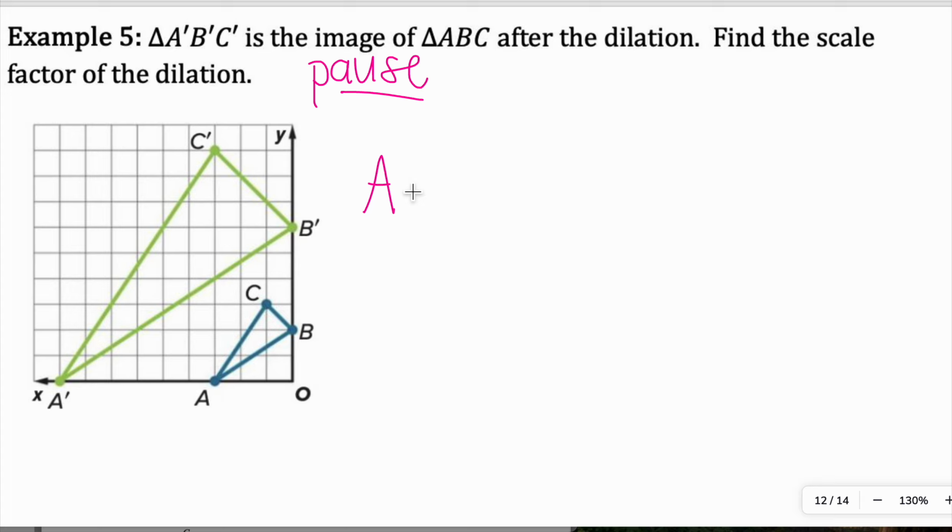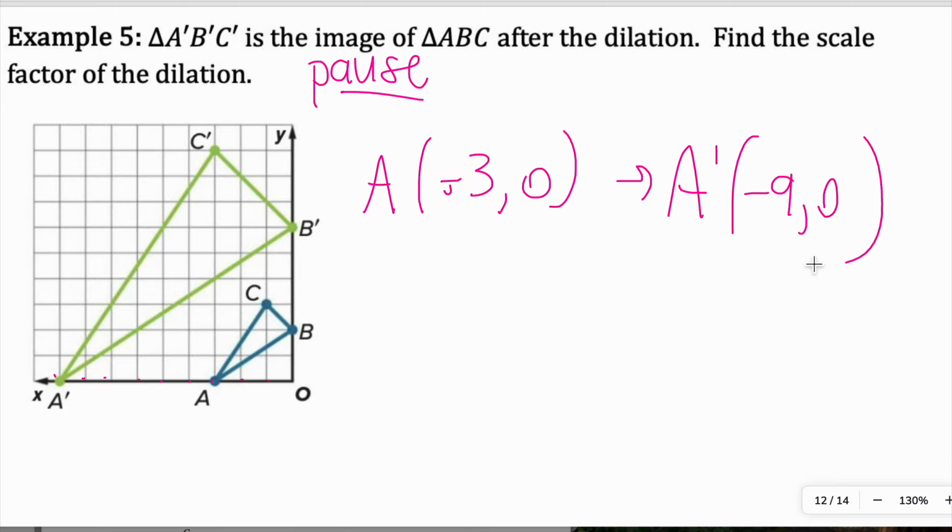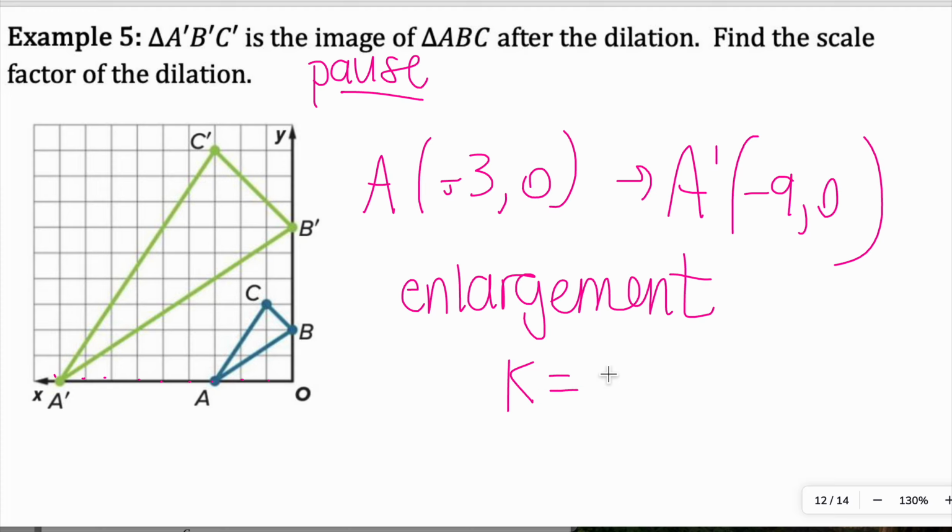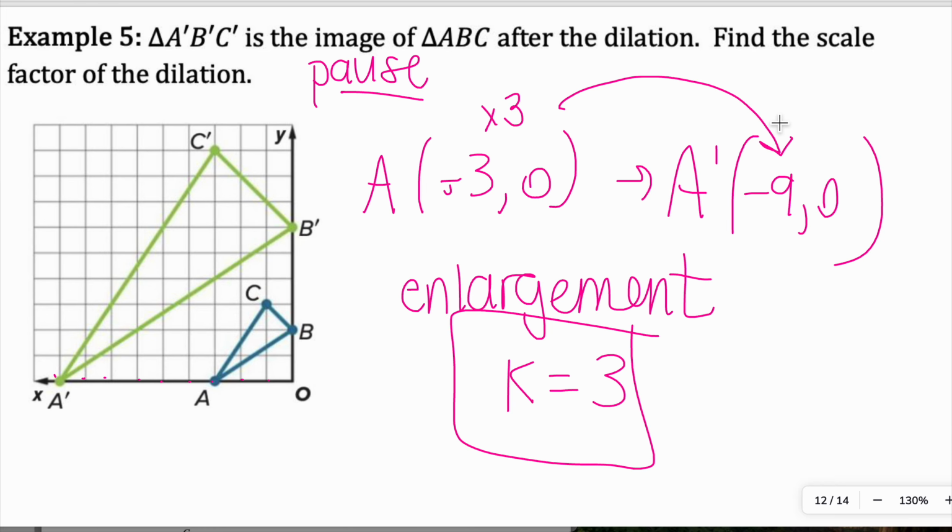Okay, for this one, I just started picking a point. I started with A. A is at -3, 0. And then it goes to A prime. And A prime is at 1, 2, 3, 4, 5, 6, 7, 8, -9, 0. And I can clearly see that it's an enlargement. So enlargement means my scale factor is going to be bigger than 1. And that is exactly 3 times as much, because I did -3 times 3 to get me that -9.